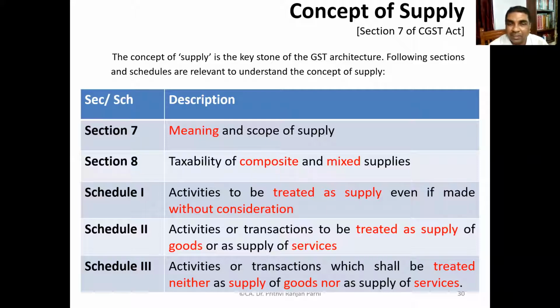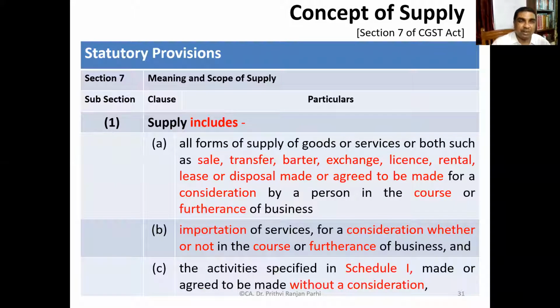You need to remember this as a structure. So the meaning is in Section 7. Composite and mixed supply concepts are discussed in Section 8. Schedule 1 talks about supply without consideration. Schedule 2 talks about situations which can be treated as supply of goods and which can be treated as supply of services. And Schedule 3 talks about supplies which are neither supply of goods nor supply of services. With this background, having understood the structure of this concept, now one by one we'll see the relevant provisions.